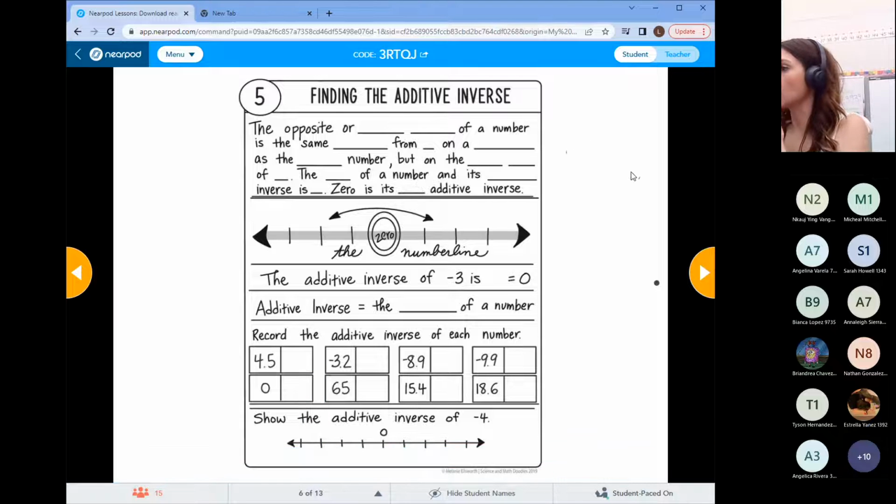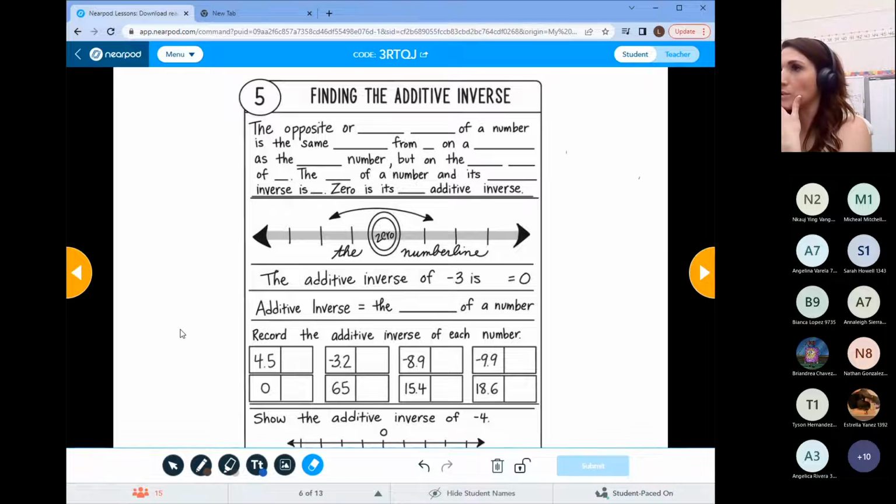Okay, so let's do this, and then if we still have questions about adding and subtracting negative numbers, we'll do a little bit of practice before we move on to 6. How's that sound? Does that sound like a good idea?